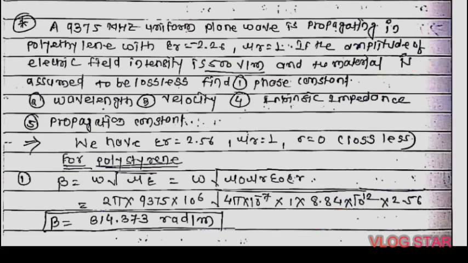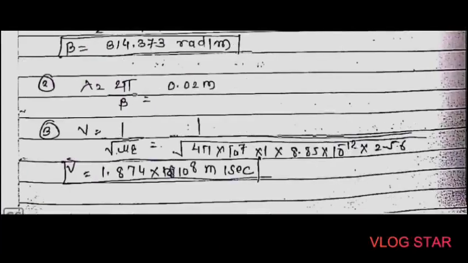Next, we have to calculate the wavelength. We know that the wavelength lambda is equal to 2 pi by beta. The value of 2 pi is 2 into 3.14, and we have already calculated beta, that is 314.373 radian per meter. After putting all these values in the formula, we get lambda equal to 0.02 meter.